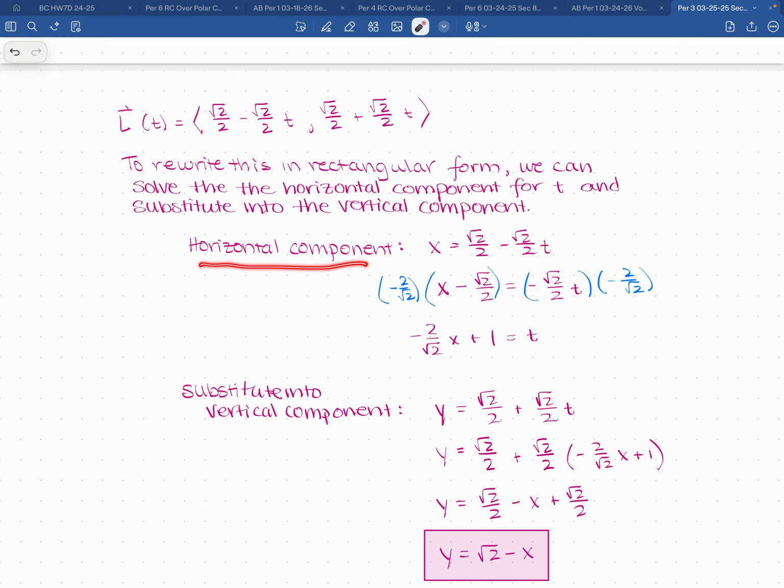So let's look at the horizontal component, which is right here. I'm just going to say x equals that because it does. It's the horizontal component. If we take this thing and solve for t, we're going to get this. Now, let me take the vertical component, y equals this thing right there. And I'm going to replace t with what it equals right there.